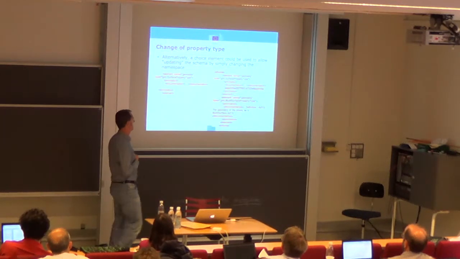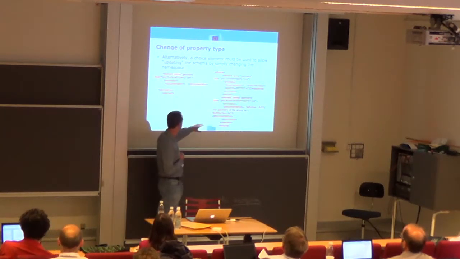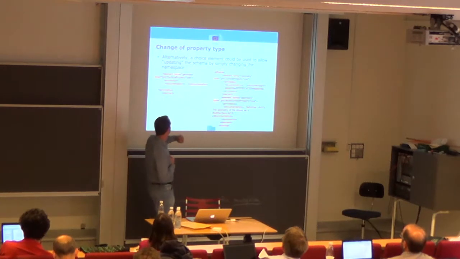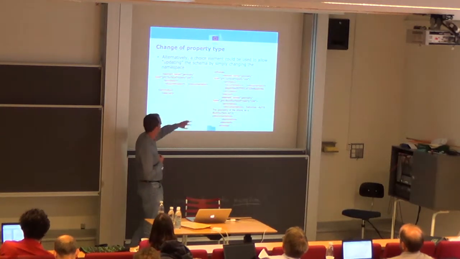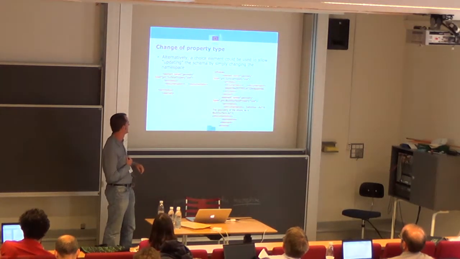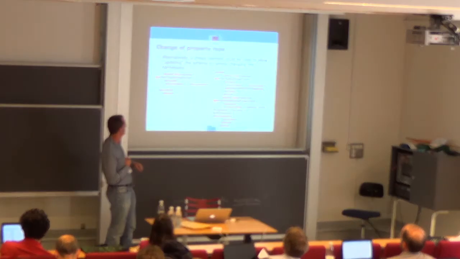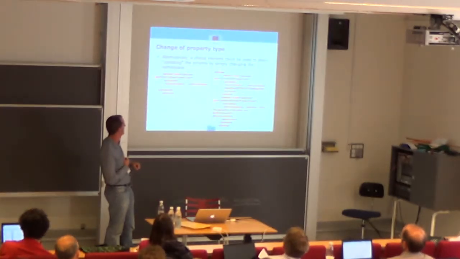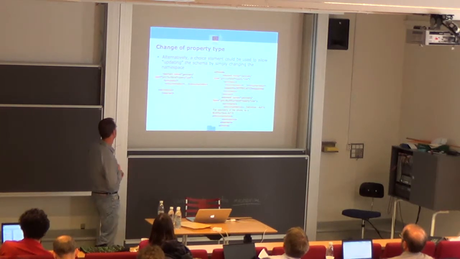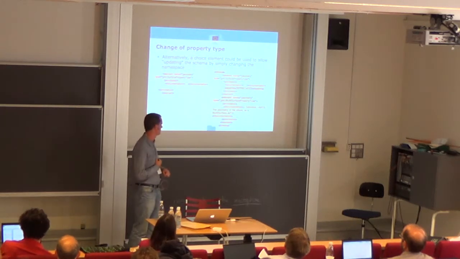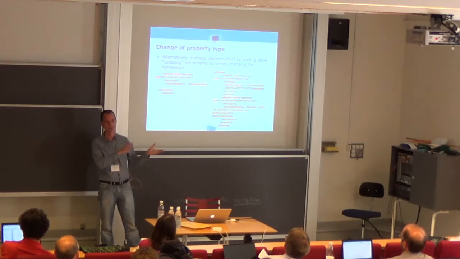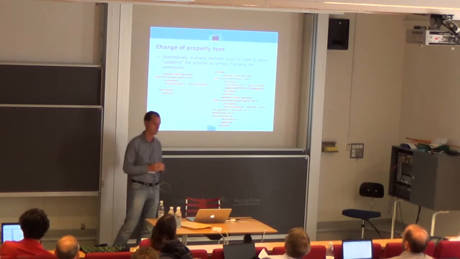Unless you want to allow updating the schema by simply changing the namespace, we would have to implement a kind of choice between using a geometry and a multi-surface and a surface property. Correct. Yes. So you basically add a choice to use either the old one or the new type as well.